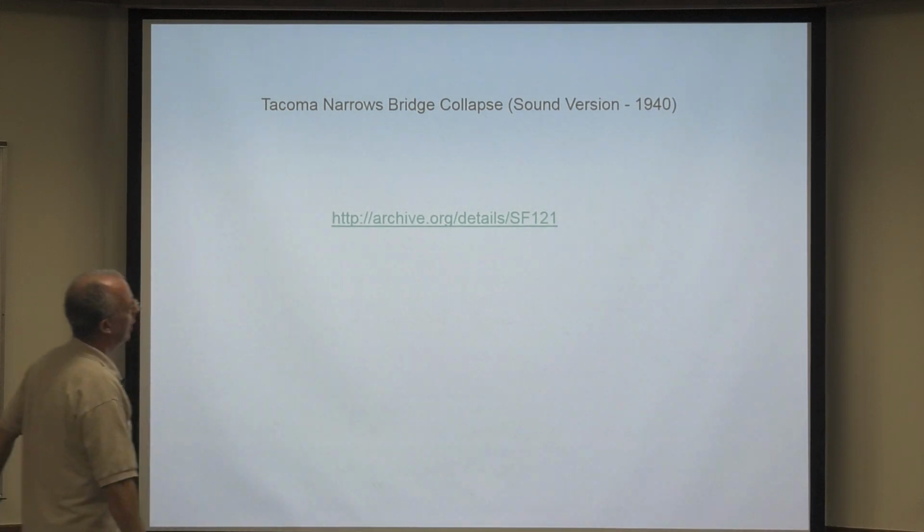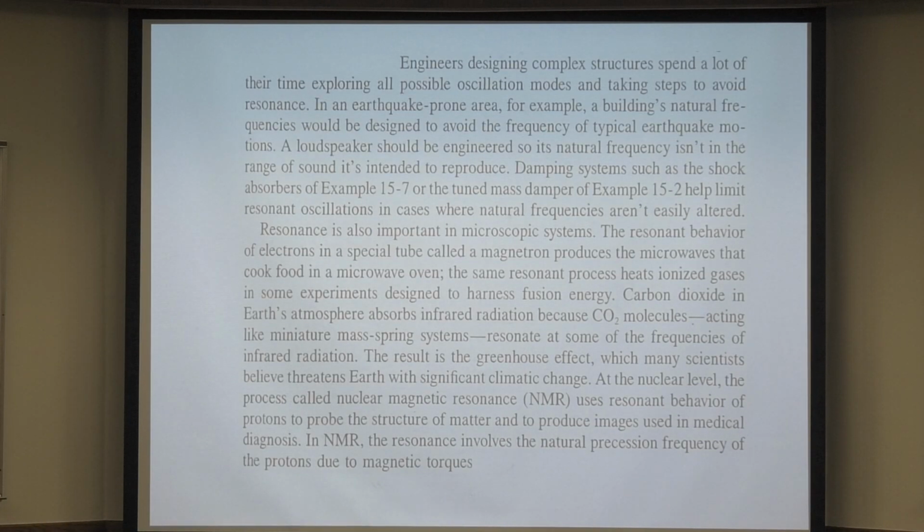It's really cool. Oh yeah, here's engineers designing complex systems spend a lot of time exploring all possible oscillation modes and taking steps to avoid resonance. In an earthquake-prone area, for example, a building's natural frequencies would be designed to avoid the frequency of typical earthquake motions. So that's what they did not do in Mexico City a long time ago. A loudspeaker should be engineered so its natural frequency isn't in the range of sound it's intended to reproduce, right? Damping systems such as the shock absorbers or the mass damper help limit resonant oscillations in cases where natural frequencies aren't easily altered.